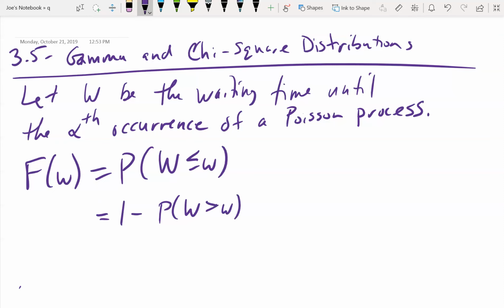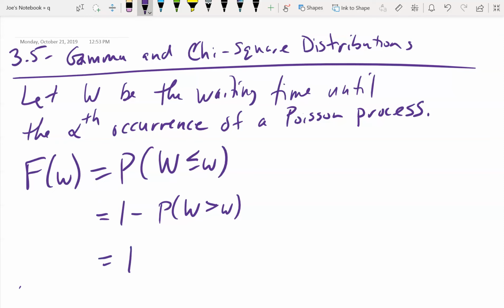So we'll do 1 minus the probability that capital W is greater than little w. What that means is that at time little w, we have not seen alpha occurrences. Do you agree? Now, if alpha is an actual integer, I can do this with the Poisson, correct? If I haven't seen alpha occurrences, I might have seen none, I might have seen 1, I might have seen 2, and so on up the line, up until I get to alpha minus 1.